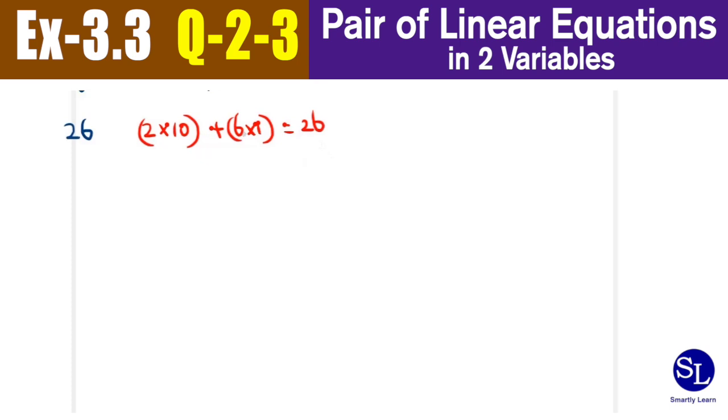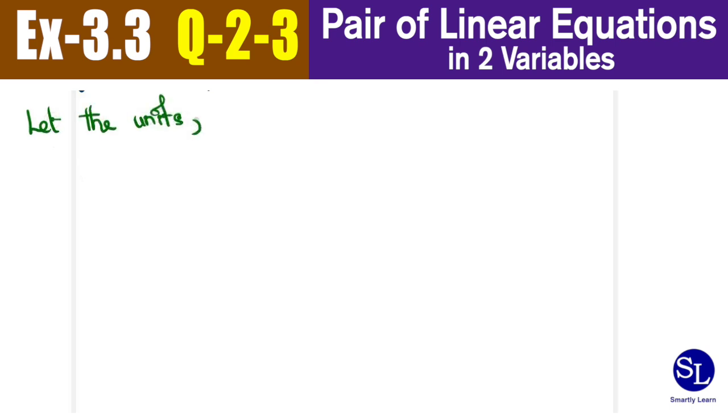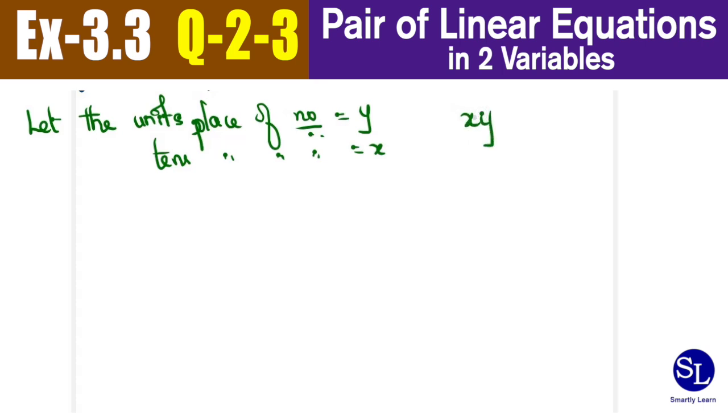So the variables I'm going to define: let the units place of the number be y, and the tens place of the number be x. So the number will look like xy. So the value of this number will be generated as 10 times x plus y. So you need to understand this too.